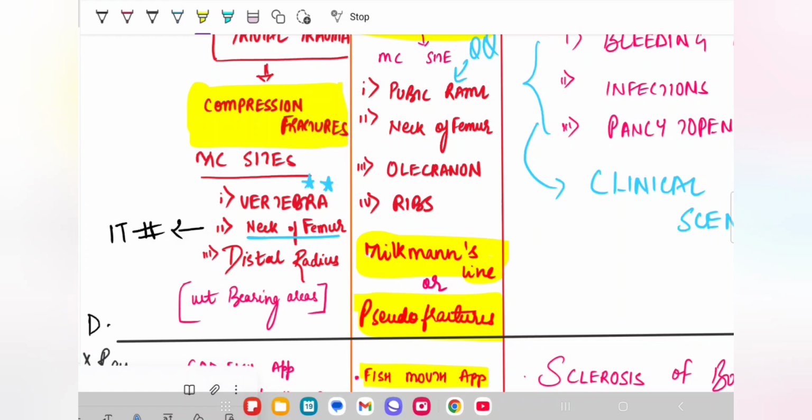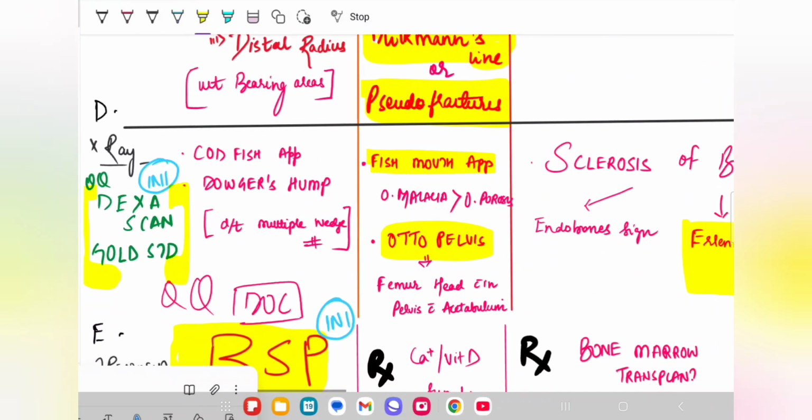They will mention in the question that there will be an intertrochanteric fracture, which is the IT fracture, or there can also be a distal radius fracture. One thing to remember is these are all weight bearing areas where the transmission of the weight happens during mobility. Okay, so the common X-ray findings are codfish appearance, Douglas hump.